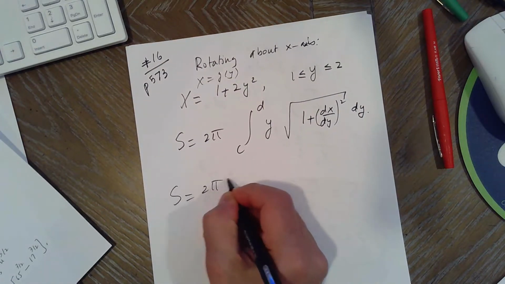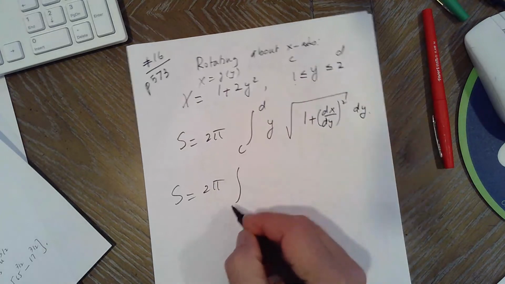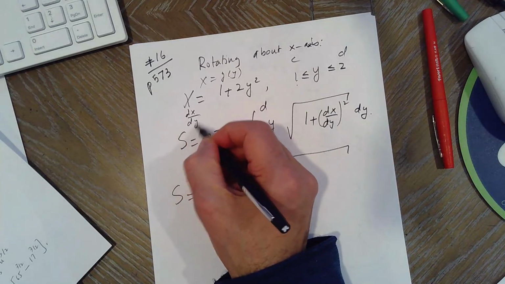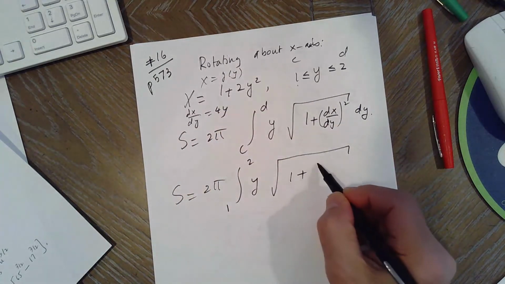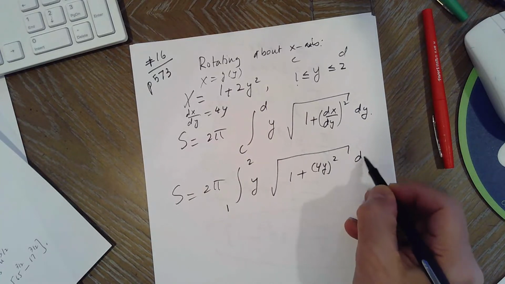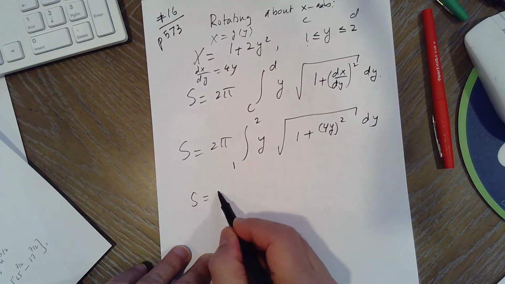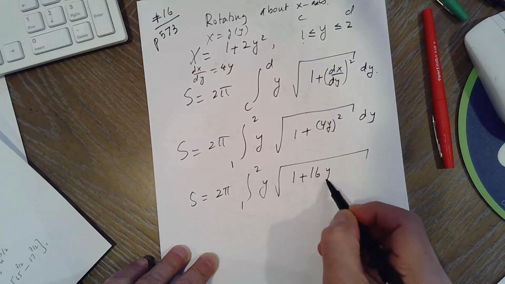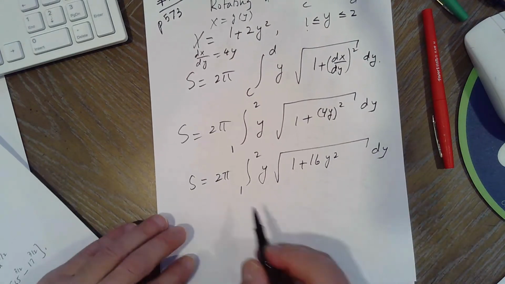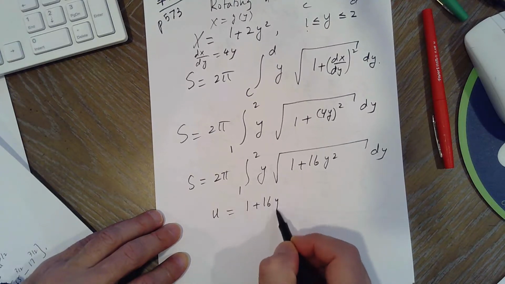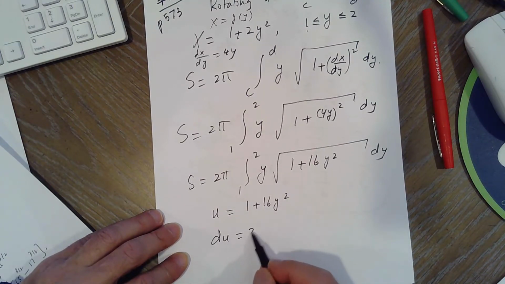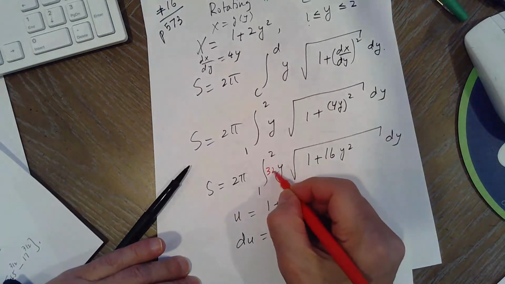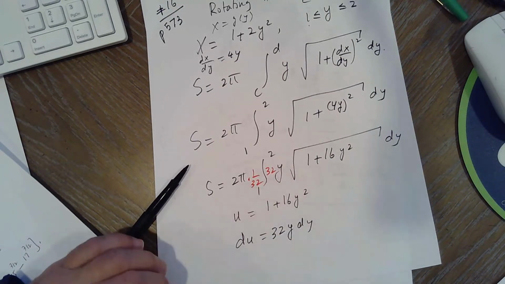So 2 pi, c and d are 1 to 2. dx by dy is 4y, so it's 1 plus 4y squared dy. So it's 2 pi integral from 1 to 2 of y times square root of 1 plus 16y squared dy. Again, we can do u substitution, where u is 1 plus 16y squared. So du is 32y dy. We have y dy, we're missing 32, so times 32 divided by 32.